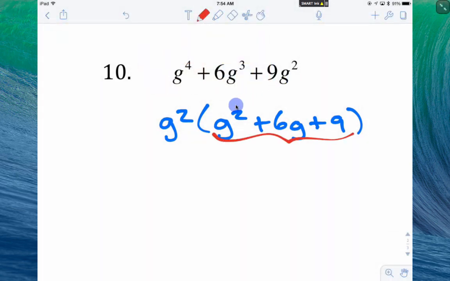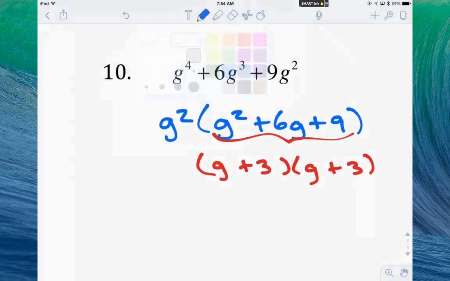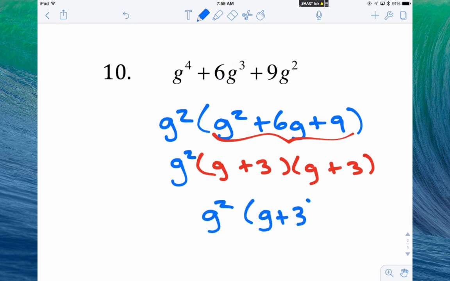It is, again, a nice quadratic trinomial with leading coefficient 1. So we know that if it factors, it's going to factor as G plus some number times G plus some number. We need two numbers that multiply to positive 9 and add to positive 6. Thinking G plus 3 times G plus 3. Don't forget our G squared common factor from before. And if you want, you can write this as G squared times the quantity of G plus 3 squared.